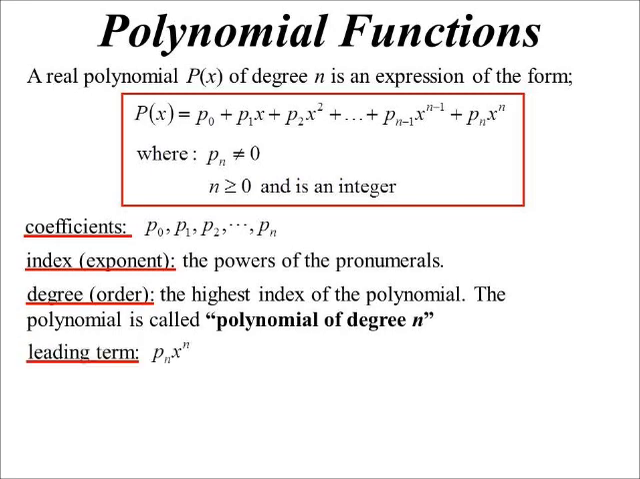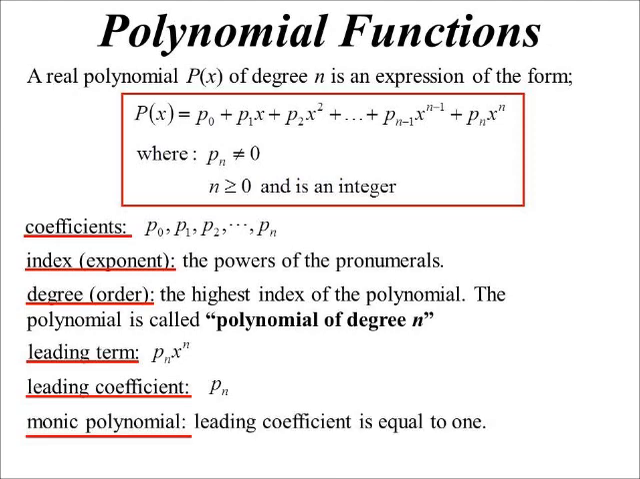The leading term, and this comes back to why Pn can't equal 0, because the leading term is Pn x to the n, so the term that has the highest power, as opposed to the leading coefficient, which is just Pn. So just be careful when you're reading the question that you're sure exactly what they want. If they want the leading coefficient, then it's just the number that they want. If they want the leading term, then it's the whole piece of algebra that they want.